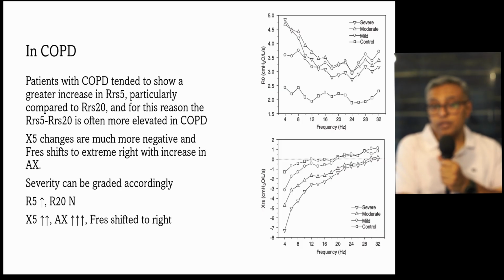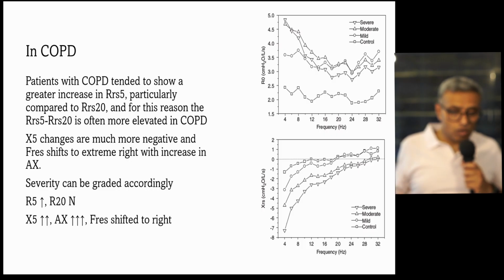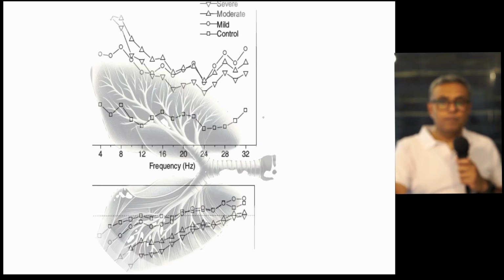Particularly R5 compared to R20. For this reason, R5 minus R20 is more often elevated in COPD. X5 changes are more negative and frequency shifts to the extreme right with increase in AX. Severity can be graded accordingly. In case of small airways disease, the R5 is significantly increased, whereas R20 will still remain normal. And R5 minus R20 is greatly increased. AX goes up and FRES also goes up.